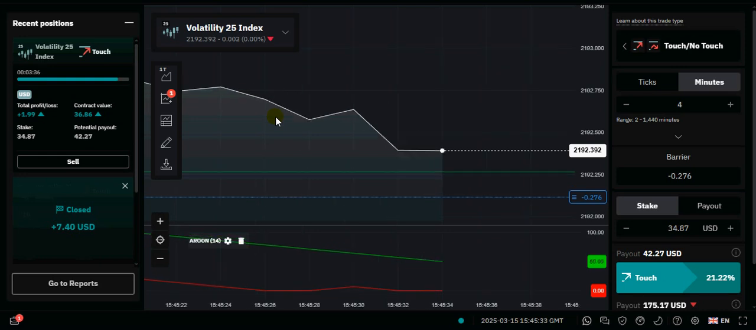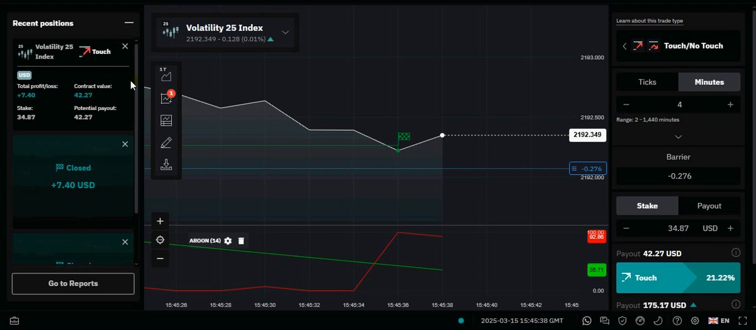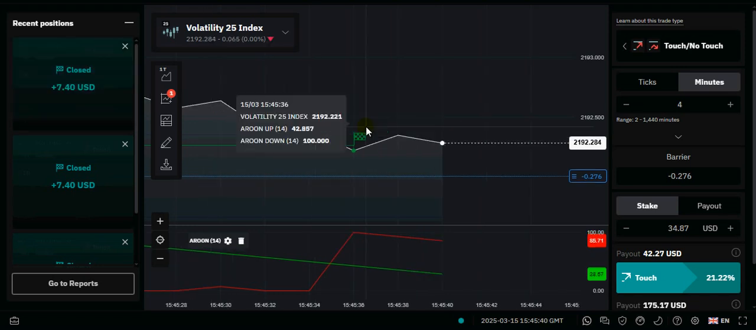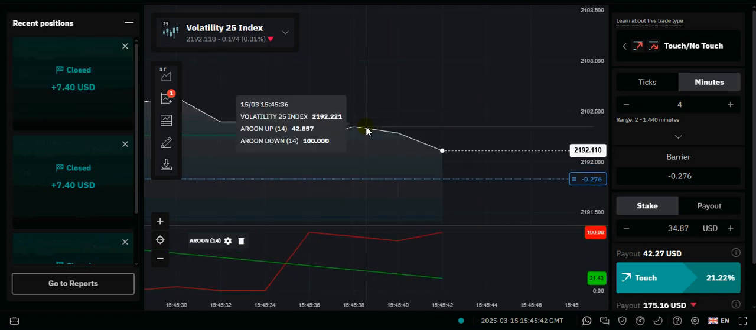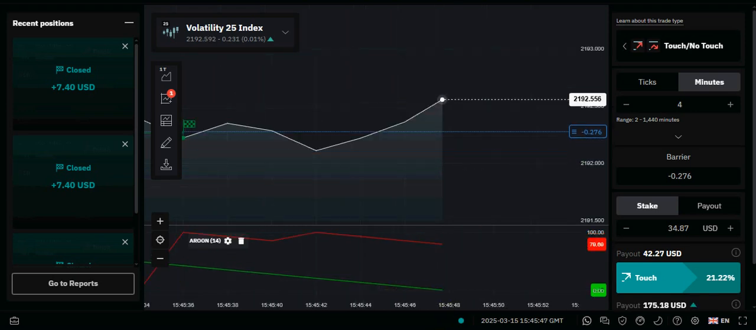So we're in profit already. So you can sell, but you don't have to sell because we're going to win regardless. So you can see we already won that trade right there. So you can go on and on and on. These strategies are 100% guaranteed. You can win using this strategy.